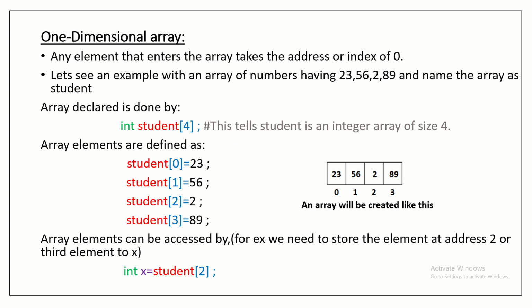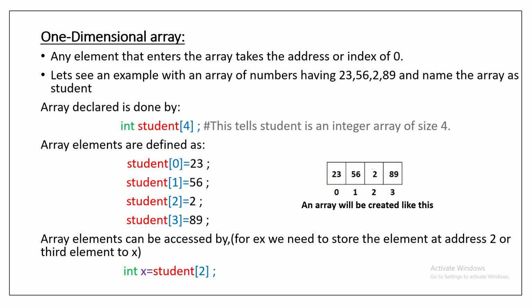One-dimensional array. Now we can see this with an example. Now I have four numbers: 23, 56, 2 and 89. I want to create an array named student and store all these four numbers inside it. First I will declare the array with the data type integer, the name of the array student, and the size of the array inside a square bracket, which is 4.